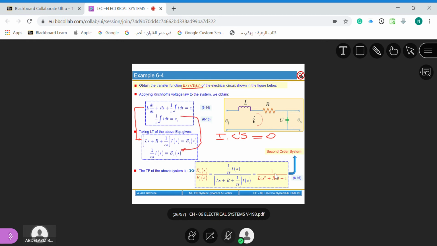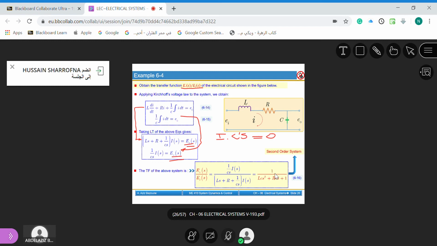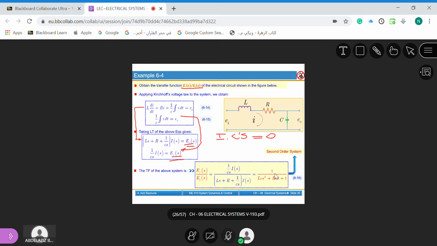Now if you take the ratio E naught over EI, you will get 1 over CS I of S over LS plus R plus 1 over CS, times I of S. Again, you simplify with I of S and I of S, and you will find your transfer function, which is 1 over LCS squared plus RCS plus 1, which is now a second order system. You can see S squared, it's a second order system.